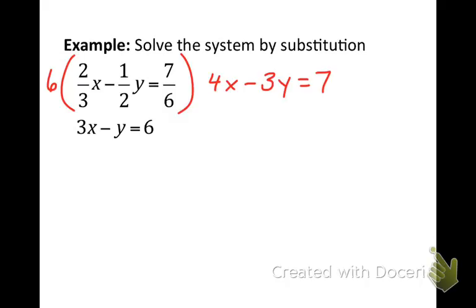Looks a lot nicer. Which variable are we going to solve for? y in the second one. So move the y over, move the 6 over. So we would get 3x minus 6 equals y. Go ahead, finish it up.